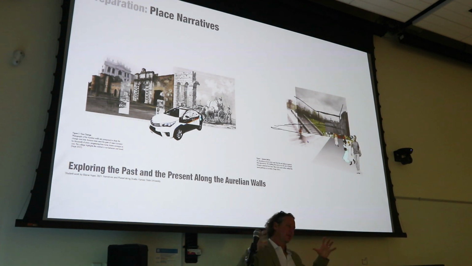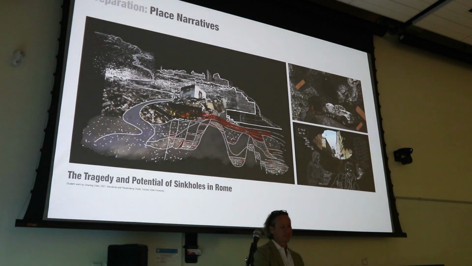Blaine looked at the Aurelian walls. That's one of the layers of walls around Rome that was built for fortification, and traced the use of these walls and their occupation and the types of entry control that they exercised over time.